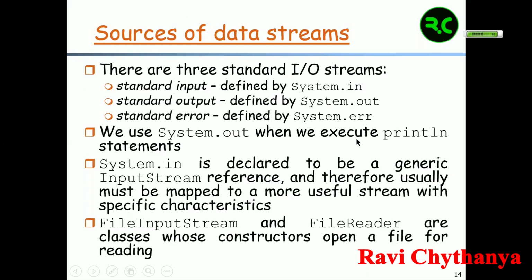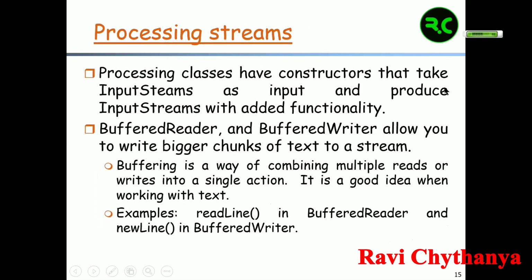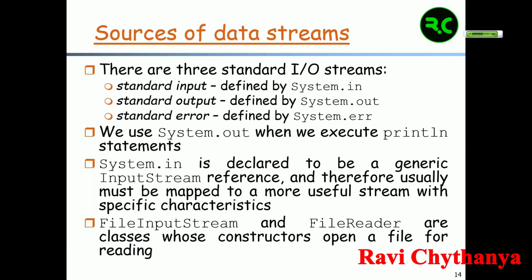System.out, when we execute println statement, we can use this one. So like this we can have the different sources of data streams to read in or to write out the normal messages as well as the error messages in our Java program. Is there any doubt?